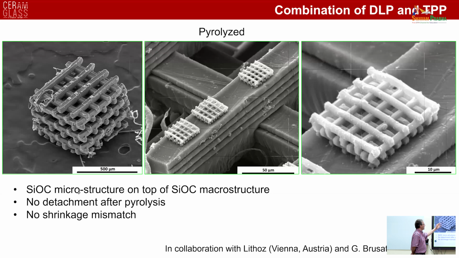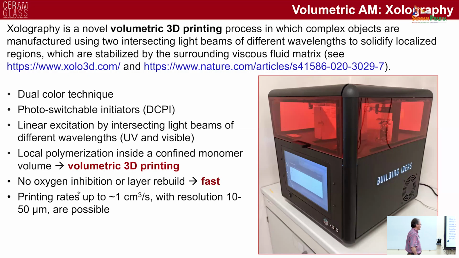Of course, this type of component doesn't have any practical use, but you can think of using this approach for making, for instance, nozzles. So we can make part of the nozzle using DLP, and we can make it in macro scale, and then only the tip we can make using 2-photon polymerization. And in this way, we can achieve very unique parts that have not been possible to obtain using other approaches.